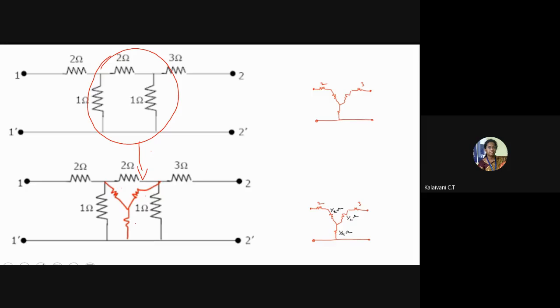Already previously we saw the conversion formula from delta to y. So what is the formula? Just recall the formula from delta to y. The formula is to multiply the parameters. If you are finding a, multiply the a terms at the top, add all the resistances and put it in the denominator. Similarly for B, what are the terms coming with the B? We have to multiply and put all terms in the denominator.